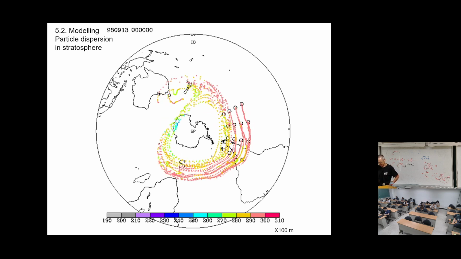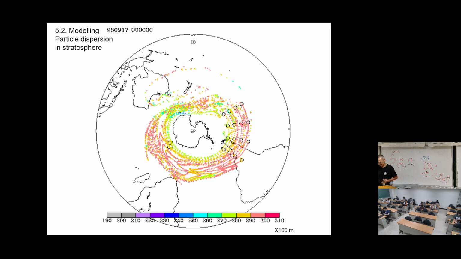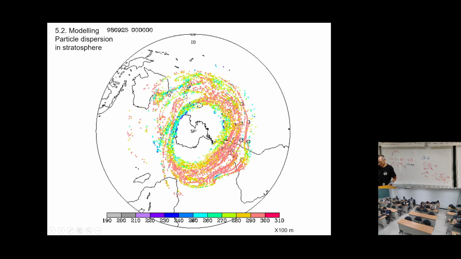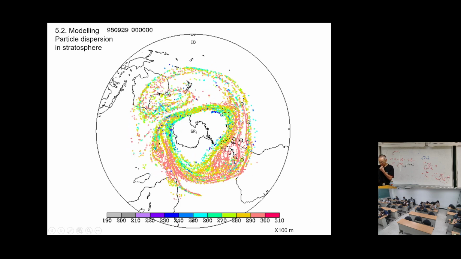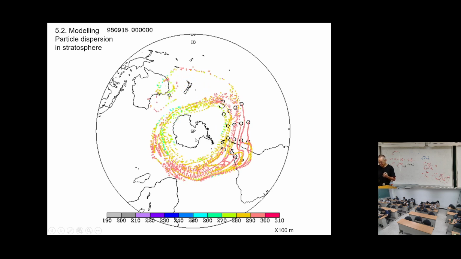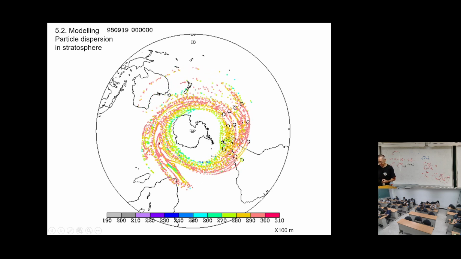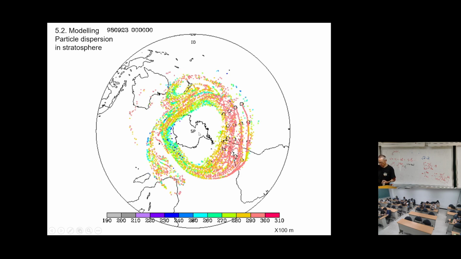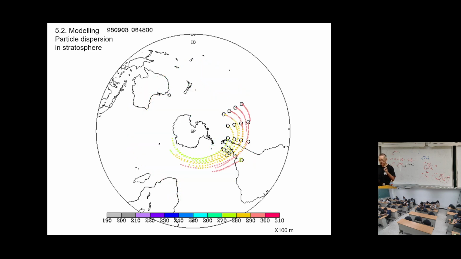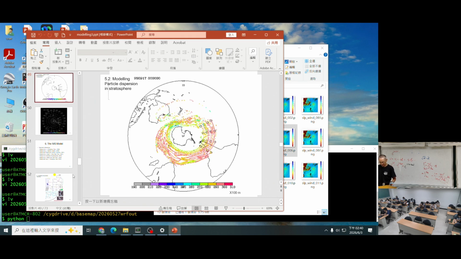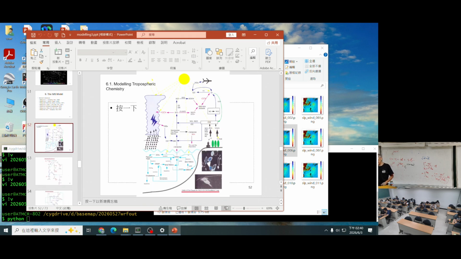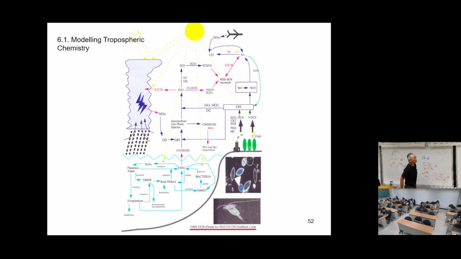You can run simulations. For example, this is the Antarctic ozone hole. You can see that the air inside the Antarctic region has been confined for more than 100 days. This is the reason the ozone hole can develop here. The temperature is so cold that the chemistry can occur on the ice particles. These are all important for us to understand the climate system.